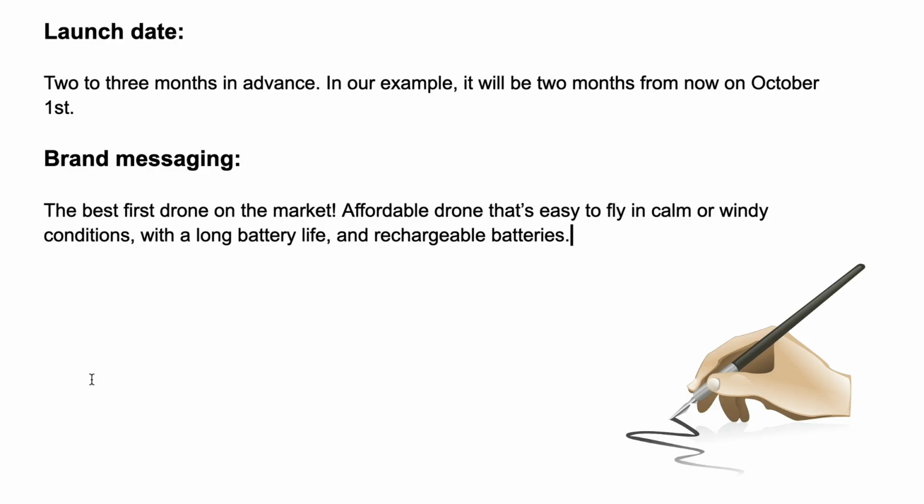Now, the next things that I want to kind of couple together are the launch date and your brand messaging, just because the launch date is such a short section. The launch date is basically chosen by the leadership team, the management team, and it should be approximately 2 to 3 months in advance from where you're starting to create your go-to-market strategy. Pretty straightforward. Now, the brand messaging, this is how you're going to talk about your brand and describe it. So you might say something is the best first drone on the market, which is a little confusing.